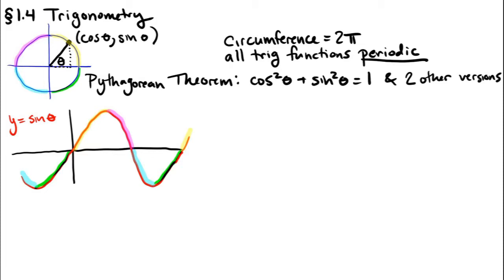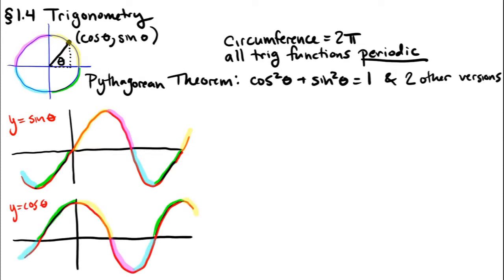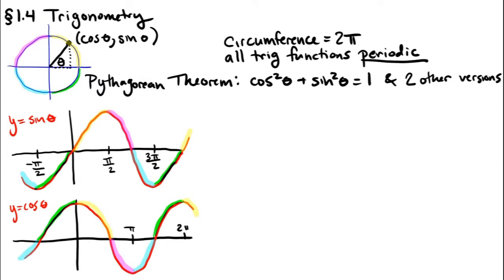Something similar will happen with cosine. As we go around the unit circle, the cosine starts at 1, decreases to 0, decreases to -1, and then starts increasing again. There are a lot of specific values of all the 6 trigonometric functions that you're expected to know. They're in a table on your Precalculus fact sheet.